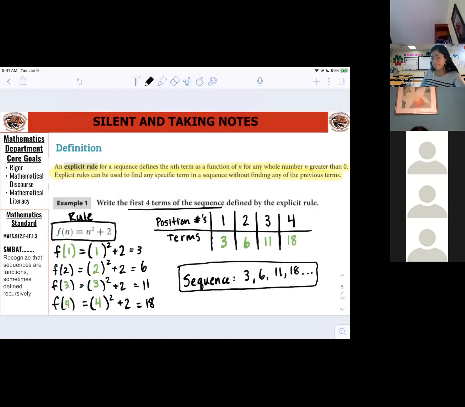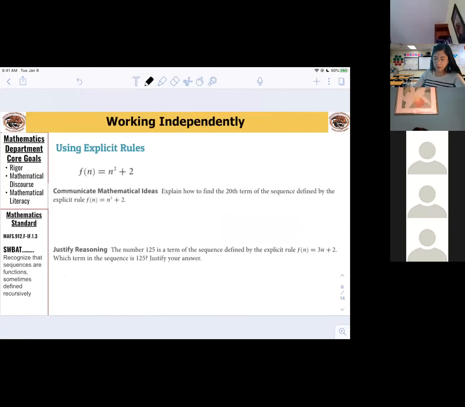Try it by yourselves? Okay. Oh, actually, my bad. It's the same rule. But go ahead, and can I have a volunteer read the first problem here? Communicate mathematical ideas. Explain how to find the 20th term of the sequence defined by the explicit rule f of n equals n to the power of 2 plus 2.